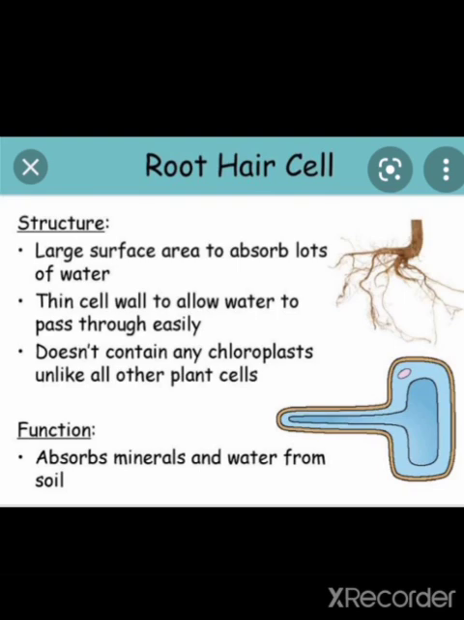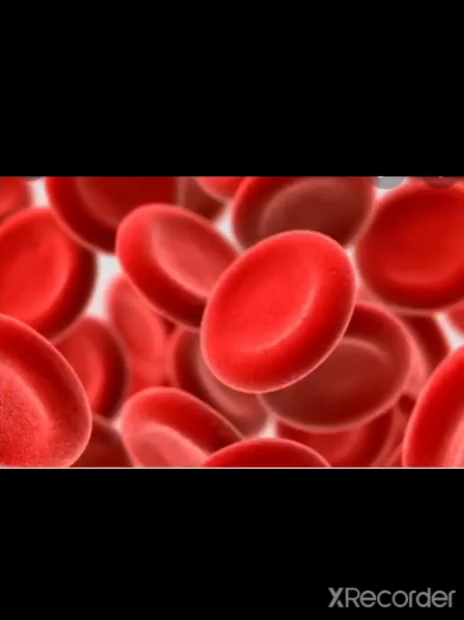Then let us discuss the specialist animal cell. Here on the screen you can see the red blood cells. Some animal cells are adapted to carry out complicated tasks within the animal's body. This type of cell, the red blood cell, carries oxygen around the body in the blood. This cell does not contain a nucleus, and its shape is biconcave. This gives the largest surface area for absorbing oxygen, and it contains hemoglobin which combines with oxygen.